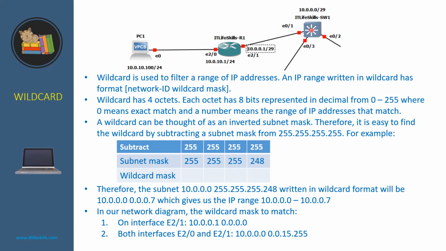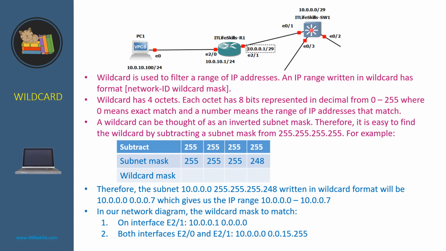Before enabling OSPF on router interfaces, we need to understand wildcard or wildcard mask. Wildcard is used to filter a range of IP addresses. An IP range written in wildcard has the format network ID, then wildcard mask. Wildcard has 4 octets. Each octet has 8 bits represented in decimal from 0 to 255, where 0 means exact match and a number means a range of IP addresses that match.